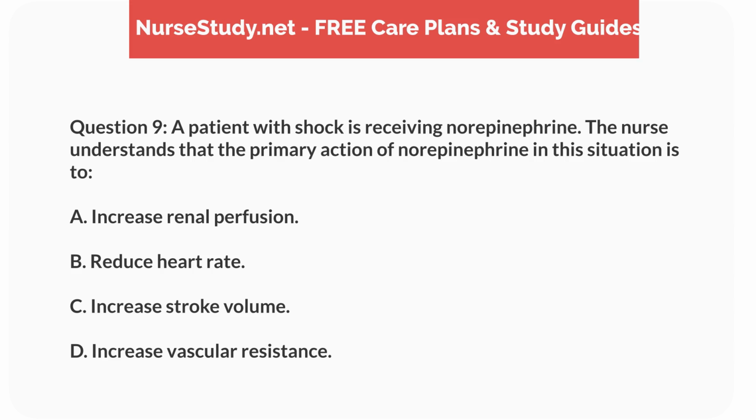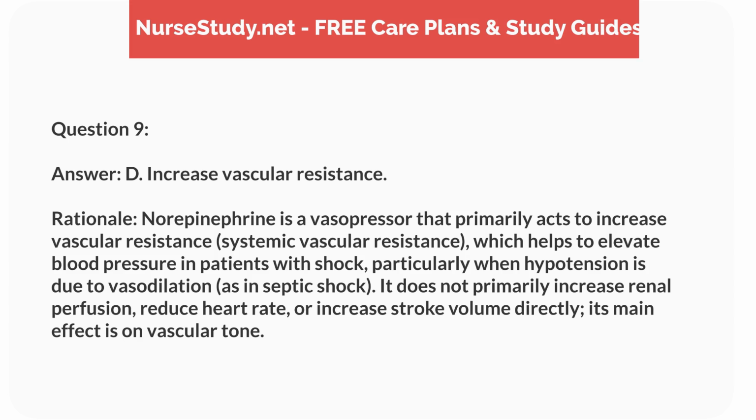Question 9. A patient with shock is receiving norepinephrine. The nurse understands that the primary action of norepinephrine in this situation is to A. Increase renal perfusion. B. Reduce heart rate. C. Increase stroke volume. D. Increase vascular resistance. Answer: D. Increase vascular resistance.